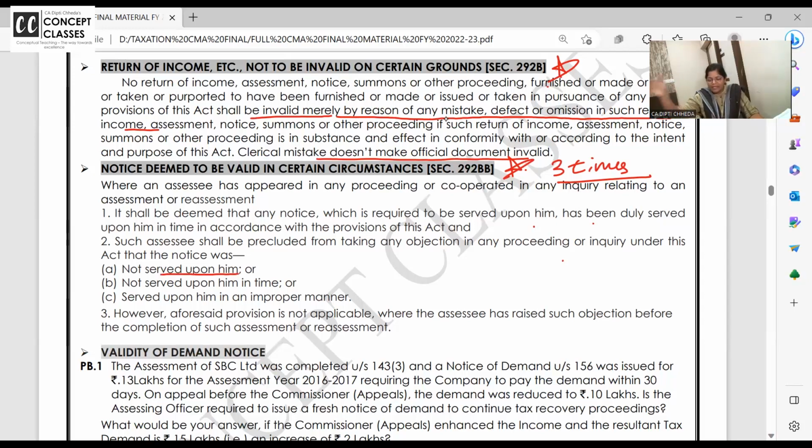"मुझे तो दिए ही नहीं, मेरे neighbor के घर में जाके notice दी," or it was not served on time, or served upon him in an improper manner. However, the aforesaid provision is not applicable where the assessee has raised objection before the completion of assessment. Just you received the notice and you objected. No problem. Your objection is valid.